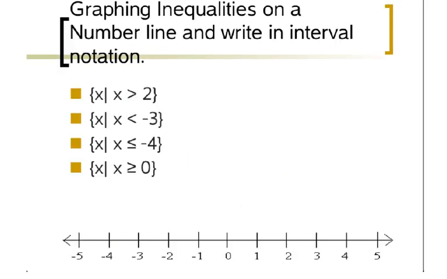We're going to graph inequalities on a number line and then write the solution in interval notation. These are in set builder notation. We need to write them in interval notation. So this says X such that X is greater than 2. Well, if I was to graph that, it means that I would go to 2 and I would use, maybe you learned, an open dot, okay?